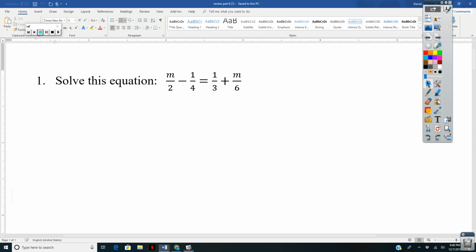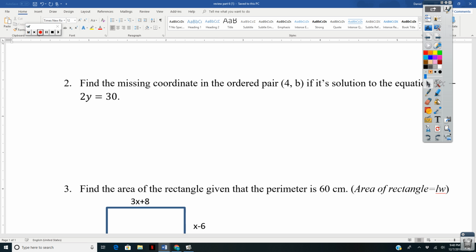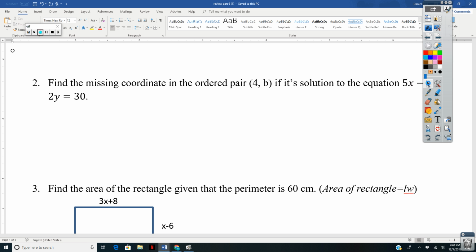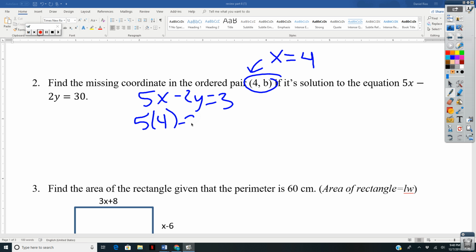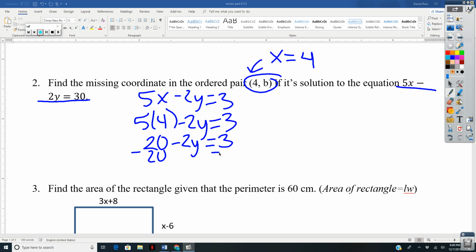If this cooperates. Okay, this one is actually pretty easy. They're telling you that the equation is 5x minus 2y equals 30. They're giving you a coordinate pair, and that's x, so that means x equals 4. So all you have to do is substitute. So 5 times 4 minus 2y equals 30. 5 times 4 is 20, minus 2y equals 30. By the way, I got 5x minus 2y from the question, because a lot of us were asking where you got that from. And then minus 20.